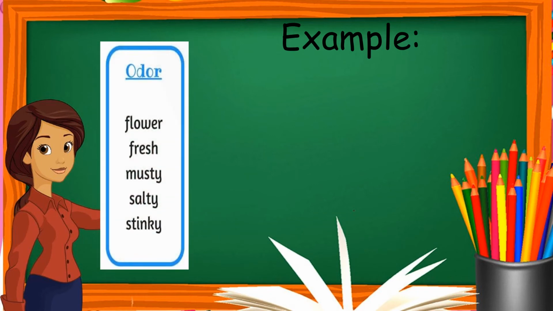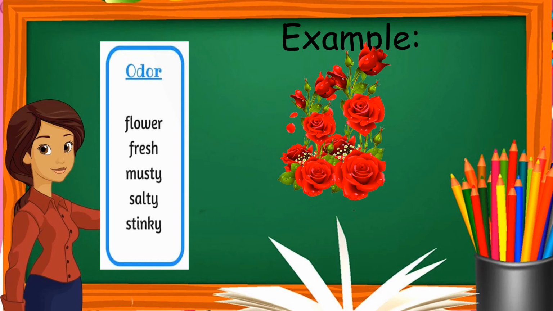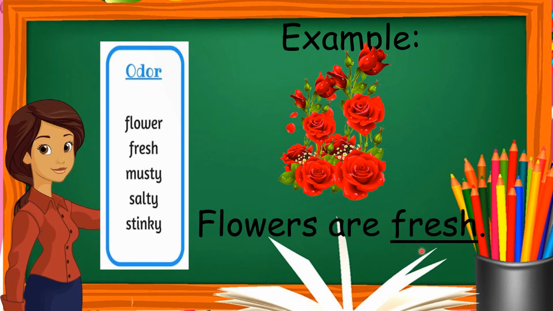The other one. Here, flowers. Red flowers. Okay, flowers are fresh. Okay, the odor of the flowers. Red flowers are fresh. Or if you say flowers are red, the word red is still an adjective that mentions the color. And here, flowers are fresh. The word fresh is still an adjective that mentions the odor of the flowers. Okay, right? Another one.